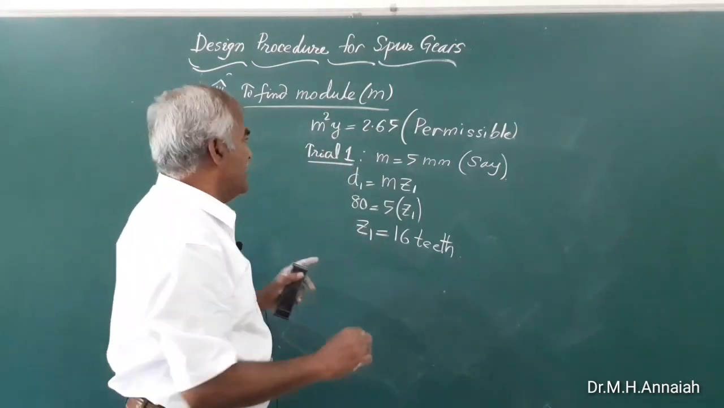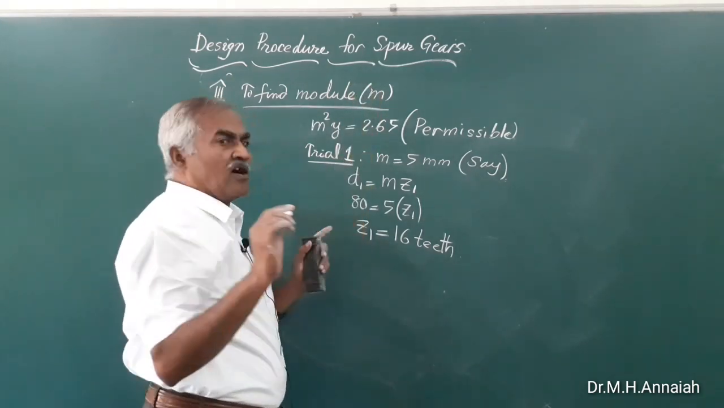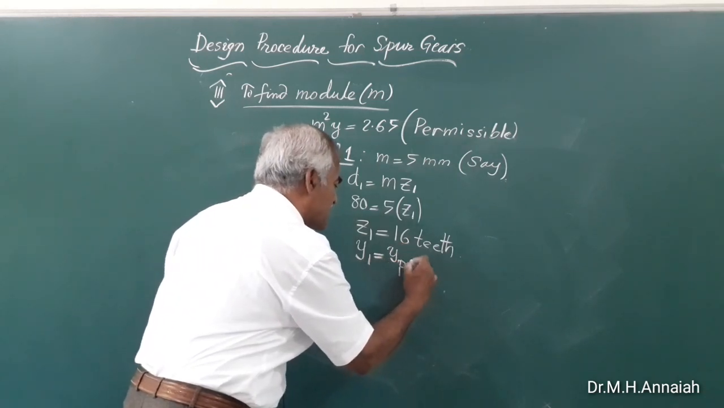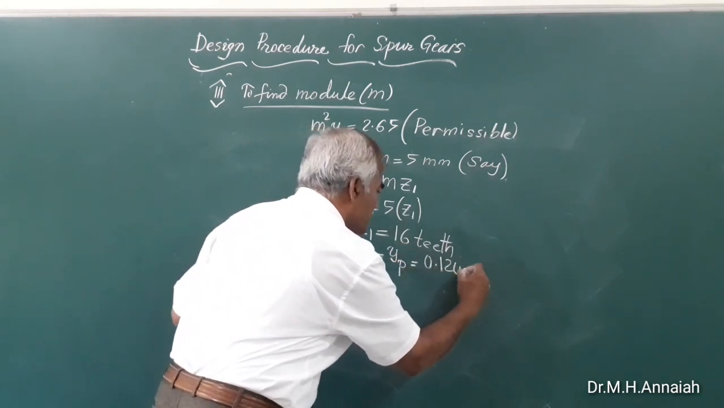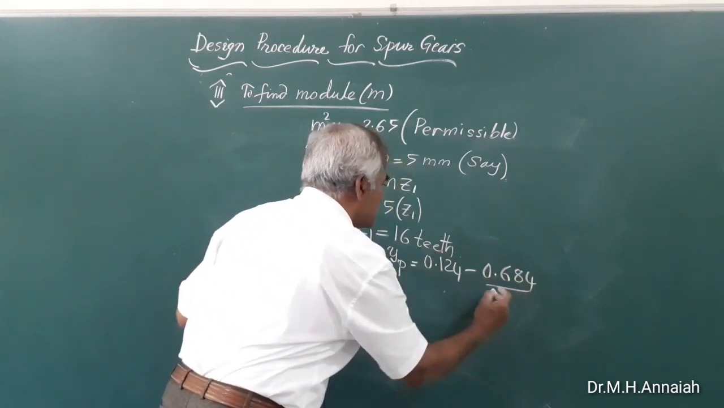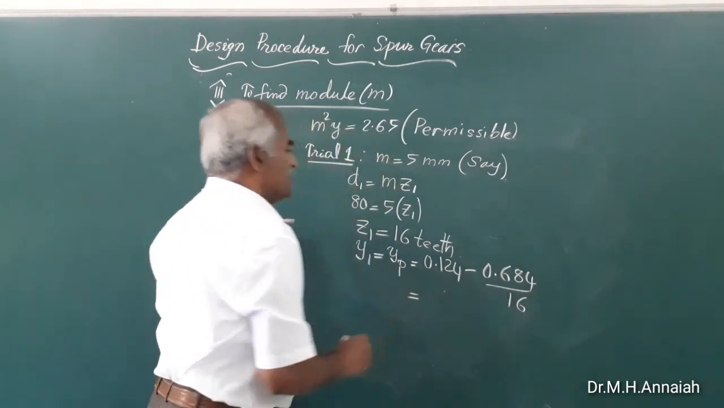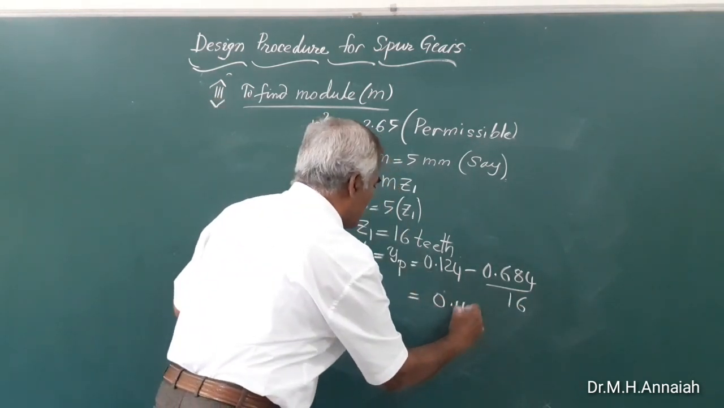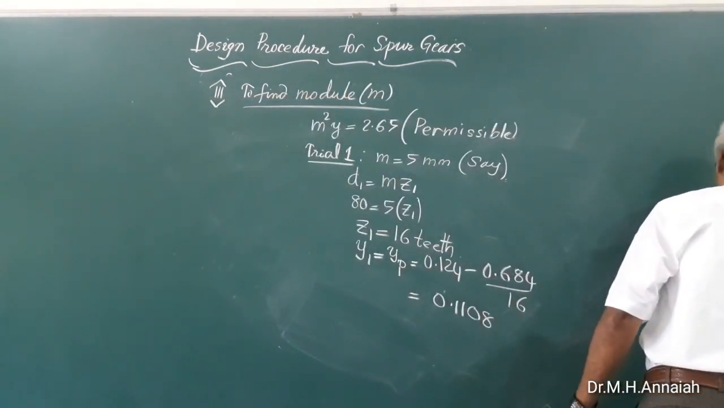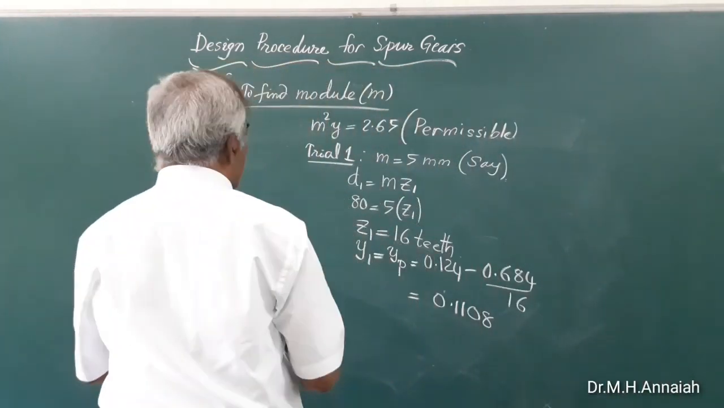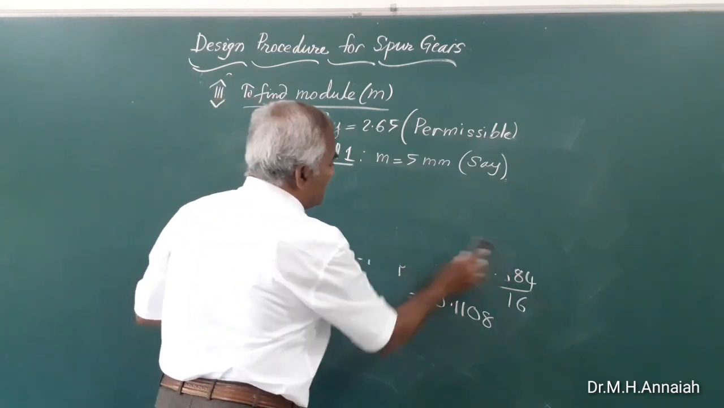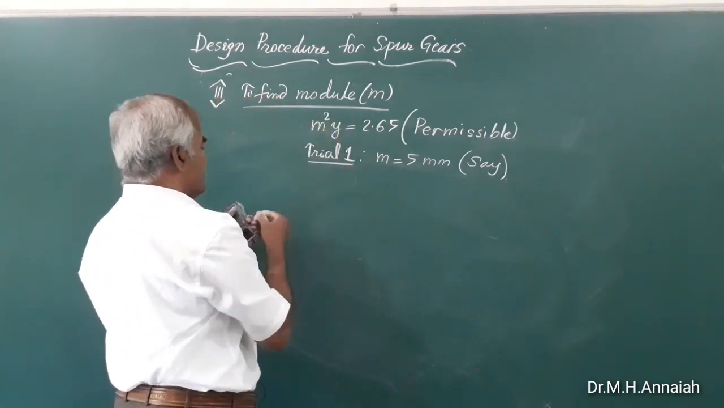member and the profile. So, if I am using this 14.5 degrees involute profile, then y1 means y for the pinion is 0.124 minus 0.684 by z1, which is 16 here. You get a value, say some value 0.1108, some value. See, I am not calculating this value, it is only the procedure that is being followed. I am explaining you now. So, friends, I got a value of 0.1108 and friends, I am going to substitute in this formula.